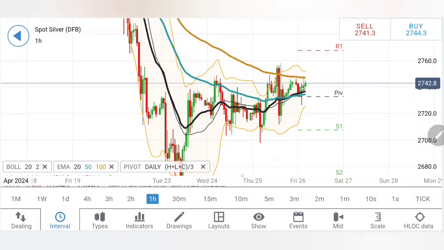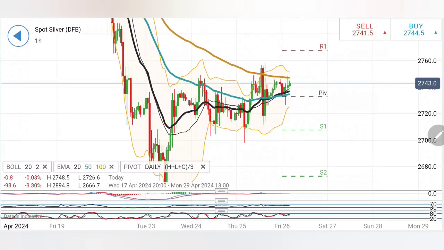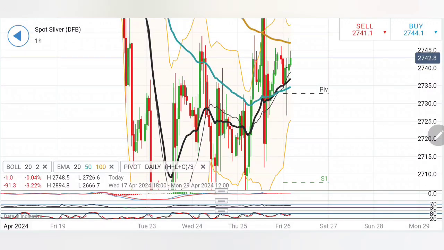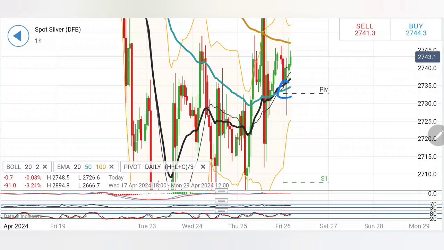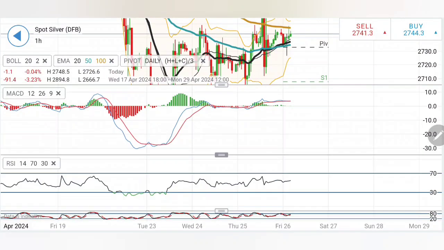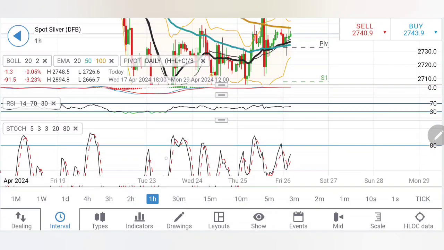If you look at the moving averages, these have crossed over, and this has also formed a very good support zone at 2730 levels. So we have to wait for it to break below the 2730-35 zone in order to confirm the bearishness. MACD flat, RSI rising, stochastic rising here.